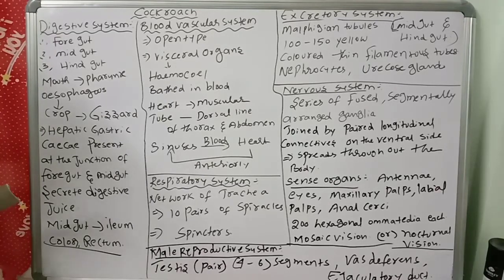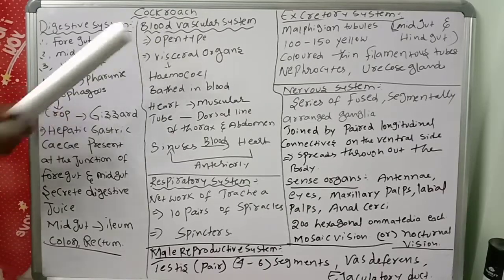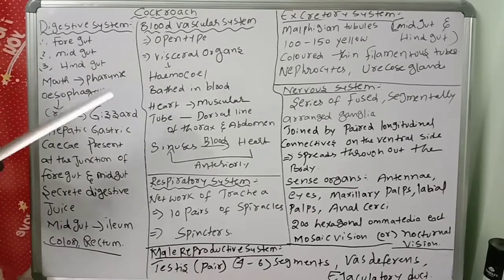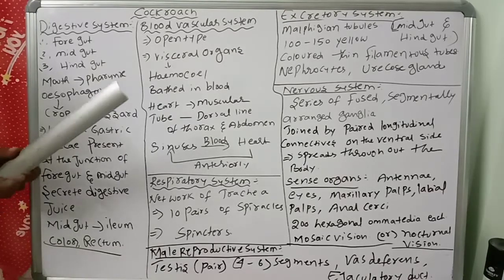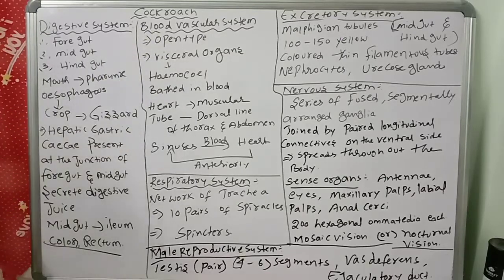Next, another important one. What is that one? The blood vascular system. Very simple. There are no well-developed organs in the cockroach, but there is an open type of circulation system. What is the closed type of circulation system, and what is the meaning of open type? When the blood is flowing in blood vessels, blood capillaries, and heart, that is called closed type of circulation system.